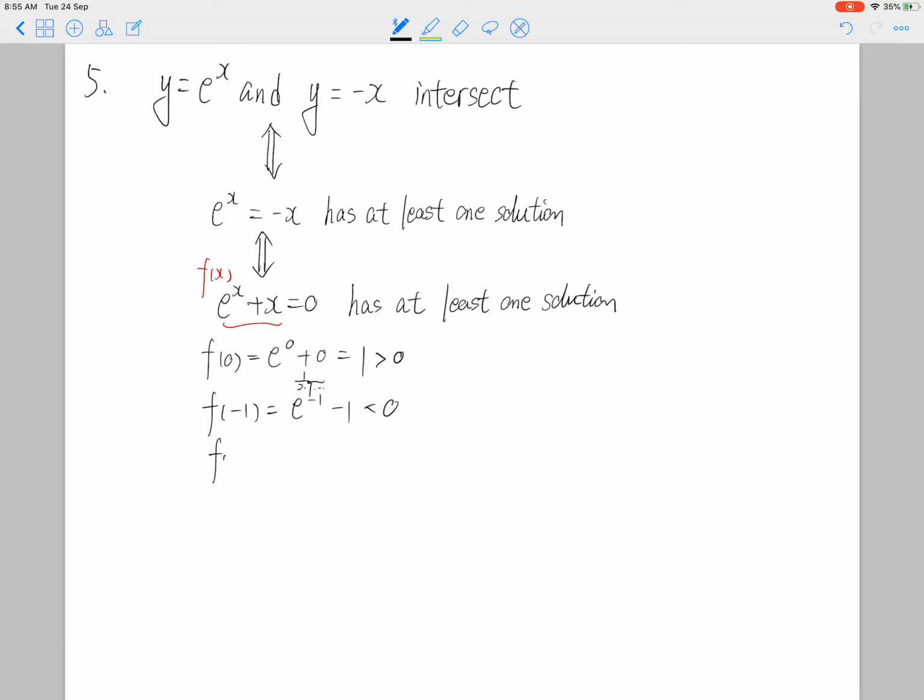And f(x) is a continuous function on negative 1 to 0. Therefore, by the intermediate value theorem, there exists a c between negative 1 and 0 such that f(c) is 0.